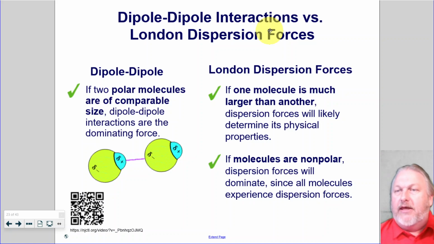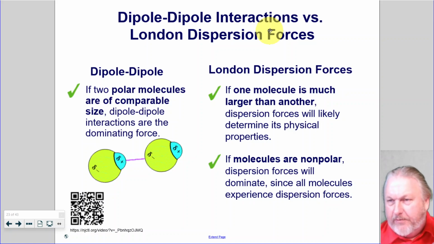Now, if one molecule is much larger than the other, the LDFs will likely, keyword likely, determine the physical properties because it's going to have a greater attraction because it's going to have more electrons to induce that dipole. If the molecules are nonpolar, then we know that the LDFs will dominate since all molecules are going to experience these dispersion forces.